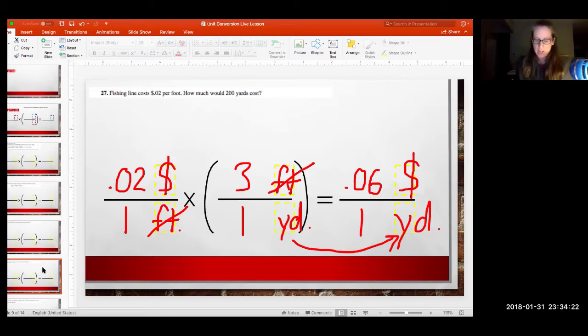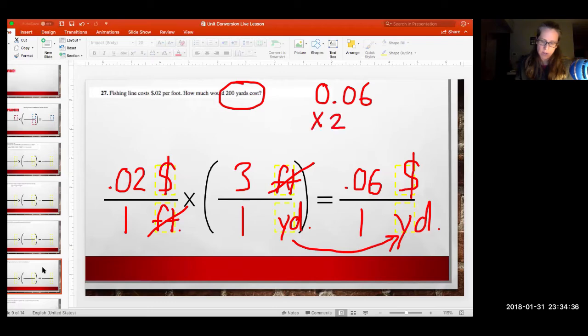And then we're going to figure it out for 200, because they wanted to know for 200 yards. We figured it out for 1 yard. So now we just need to take this information, the 6 cents, 0.06, and multiply that by 200 to find out how much it costs for 200 yards. $12. Thank you. So it's going to be $12.